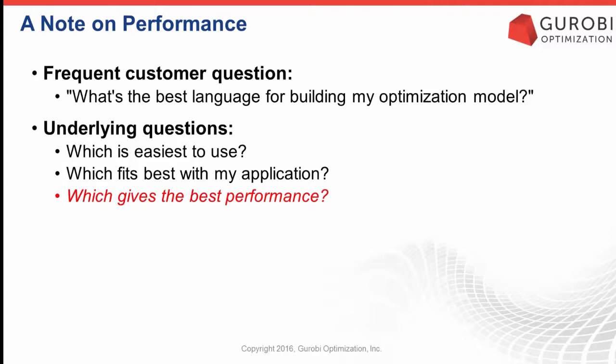So people ask us, what's the best language for building my optimization model? Well, a very broad question. What does it mean to be the best language? Is it the easiest to use language? Is it the language that fits best with the rest of the application, since oftentimes optimization is part of a larger application? But oftentimes you mean what gives the best performance? Or turn it around, do you lose anything in performance if you use a high-level language like AMPL as opposed to coding directly to the solver's native interface? So let's take a look at this performance question in more detail.